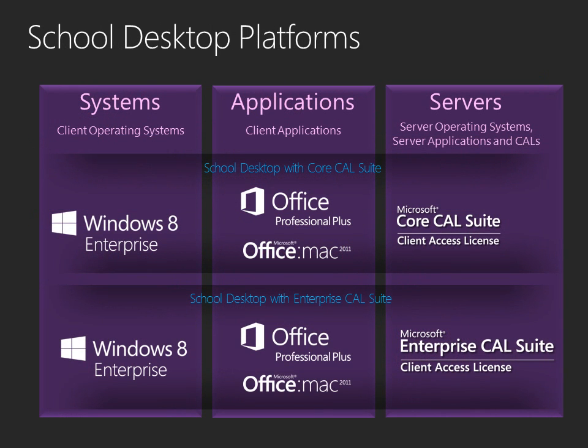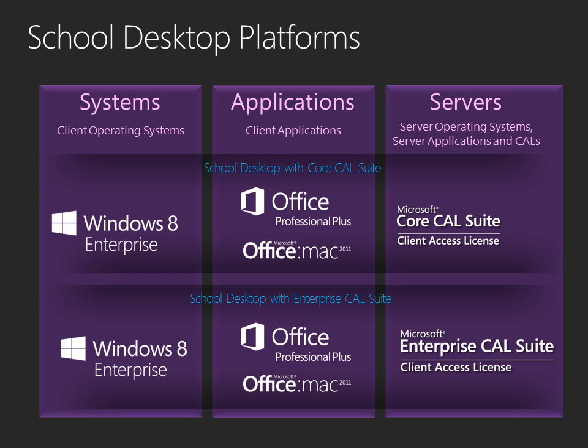Now, when purchasing through a school's enrolment, the institution does have to cover all of their eligible PCs with at least one of the platform's software. And you can see here they've got a choice of Windows 8 Enterprise Edition, Office Professional Plus or Office for Mac, and CoreCal or Enterprise Cal Suite. And the institute can obviously choose any of these components. However, they can go for a whole desktop and get a discount on that price.